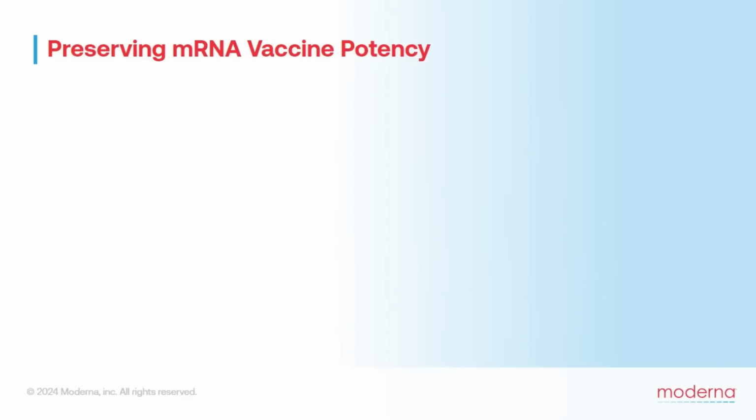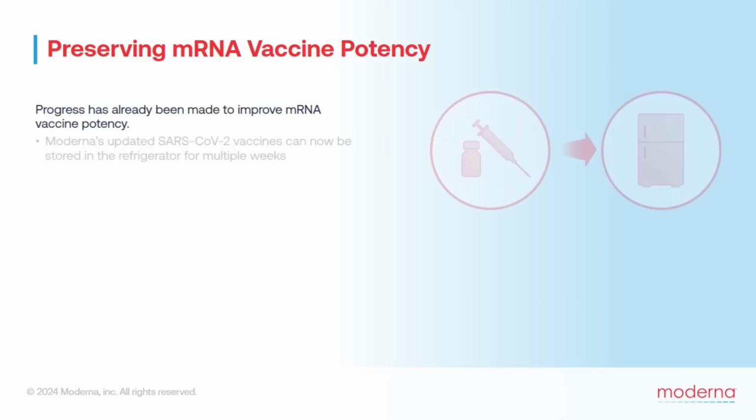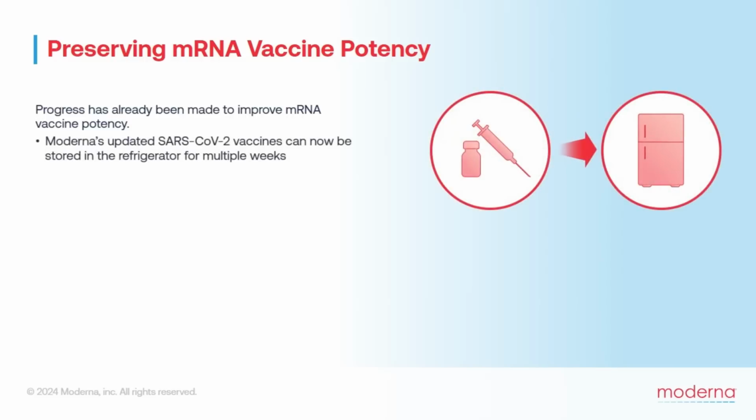The good news is that in the time since the first SARS-CoV-2 vaccines were distributed, mRNA vaccine manufacturers have already made tremendous progress in slowing down the chemical reactions that inactivate mRNA vaccines. For example, as of the recording of this course, mid-2024, Moderna's updated versions of SARS-CoV-2 vaccines can be stored for up to a month in the refrigerator.